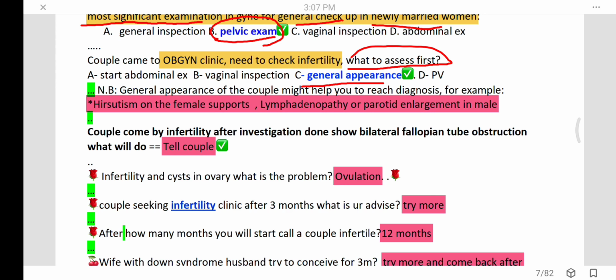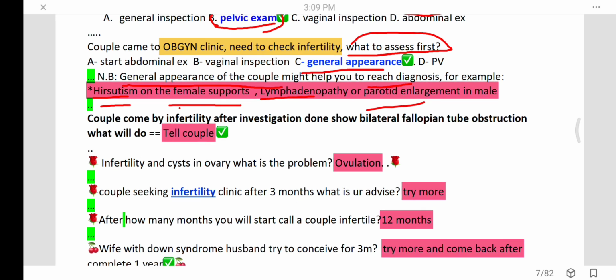Here he has also explained that the general appearance of the couple might help you reach the diagnosis for infertility. For example, there may be hirsutism in the female. There might be lymphadenopathy or parotid enlargement. If on general appearance there is lymphadenopathy or parotid enlargement in the male, then there might be a case of orchitis in the male, which could be the cause of infertility.